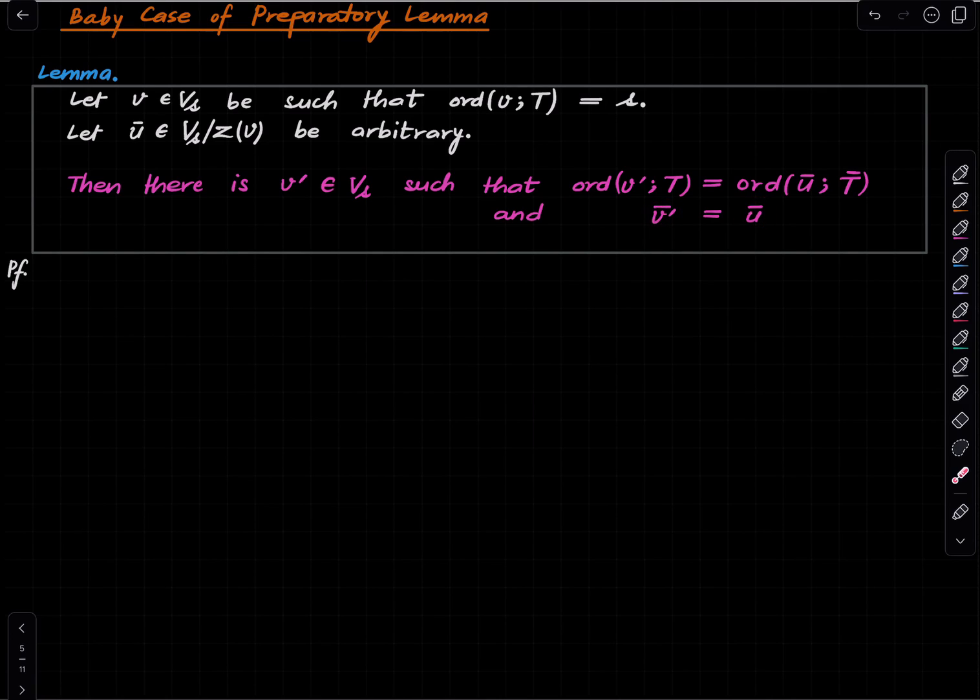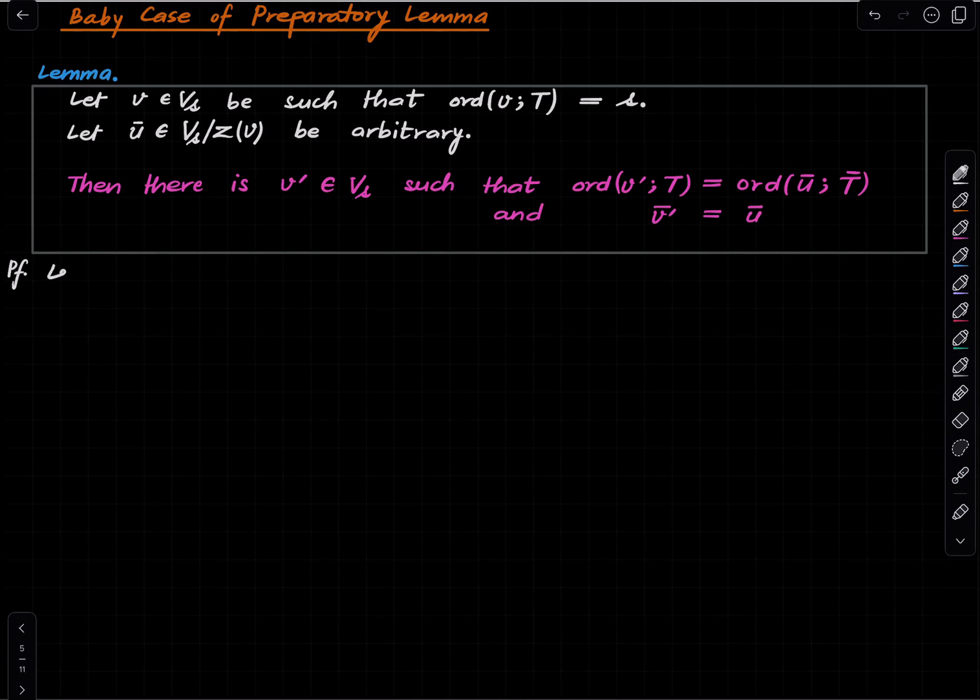Okay, now you may question, well, why can't I just take V prime as U? What is wrong with that? Well, this is clearly true if you take V prime as U, but this may not be. The order of U may be larger than the order of U bar. So the content of this lemma is basically simultaneously adjusting for this. Okay, enough about that. Let's prove it.